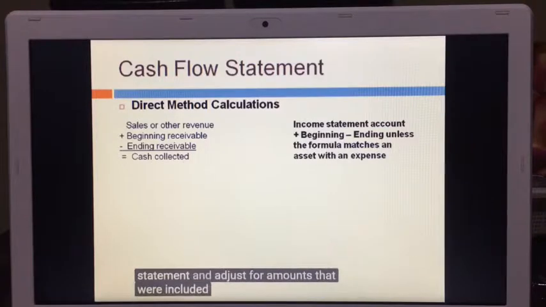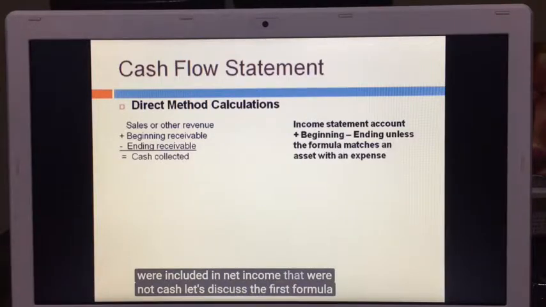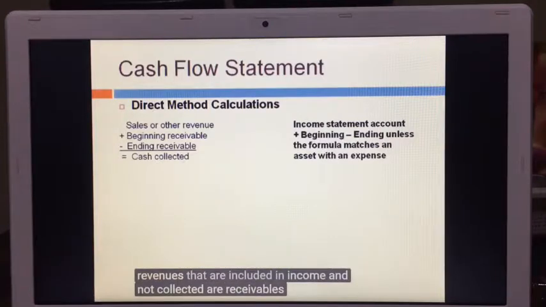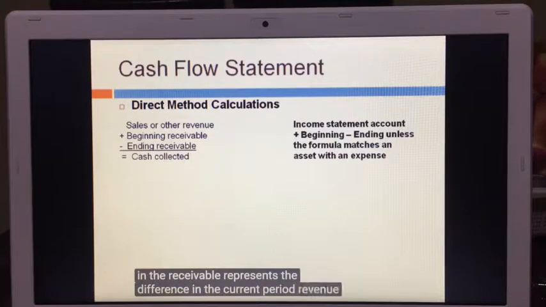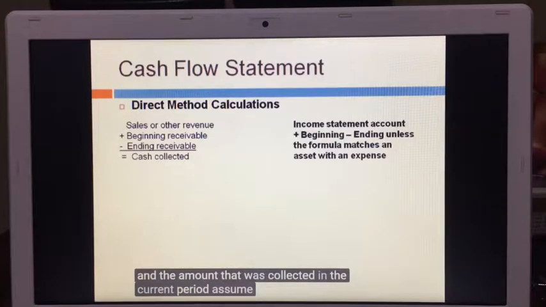The amount paid and received in cash must be computed using a formula that starts with the item reported on the income statement and adjusts for amounts that were included in the net income that were not cash. Let's start with the first formula. Revenues that are included in income and not collected are receivables. The change in the receivable represents the difference between the current period revenues and the amount that was collected in the current period. Assume the beginning receivable was collected and the ending receivable was not collected. Revenues are always matched with a receivable to determine how much cash was collected.